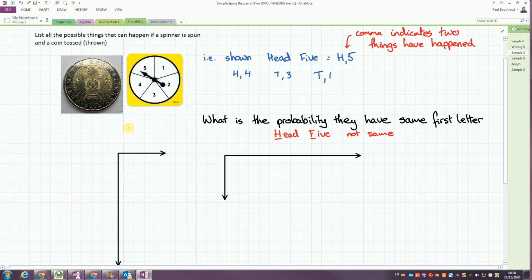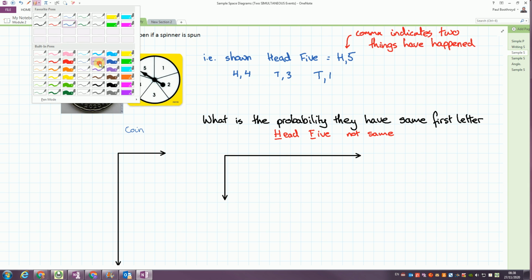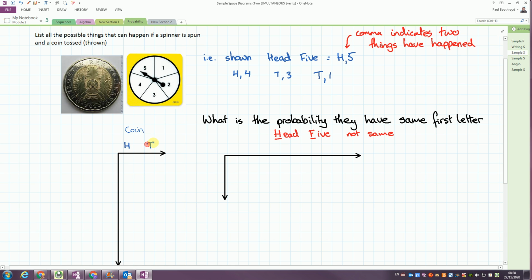Across the top, well, this is short, so I'm going to do coin. And as you've all said, a coin can come out with head or tail. And down the side, we've got our spinner, and the spinner can score 1, 2, 3, 4, or 5. Or on the other diagram, we could do spinner 1, 2, 3, 4, 5, and coin, head or tail.